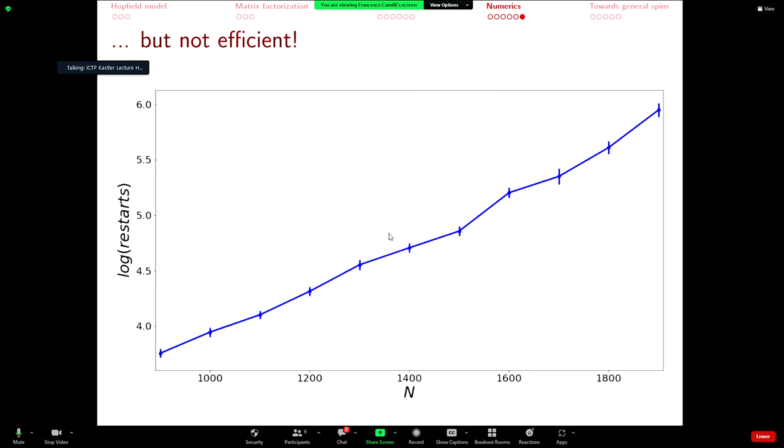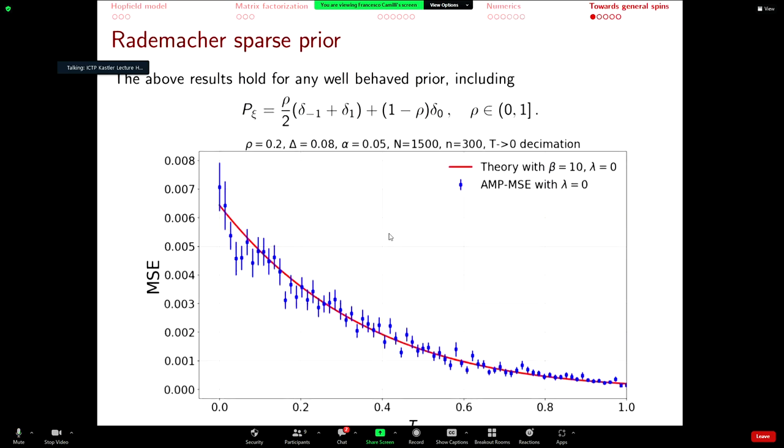Okay, so all of this was for Rademacher prior, and the theory was for generic priors. So you might wonder what happens with the other priors. Well, we're still in the process of testing numerically our decimation procedure with other priors. The theory is there, but we are still testing. But we have a rather complete picture with sparse prior, like this one here, where we introduce this parameter rho that interpolates between the Rademacher prior when rho equals 1 and, when rho is very small instead, a very sparse prior. Like if rho is 0.15 or 0.2, like here, let's say 0.2, 80% of the components of the patterns are 0. So the matrix psi transpose is very sparse, okay? So only a fraction rho of the components are non-zero in the matrix psi transpose.